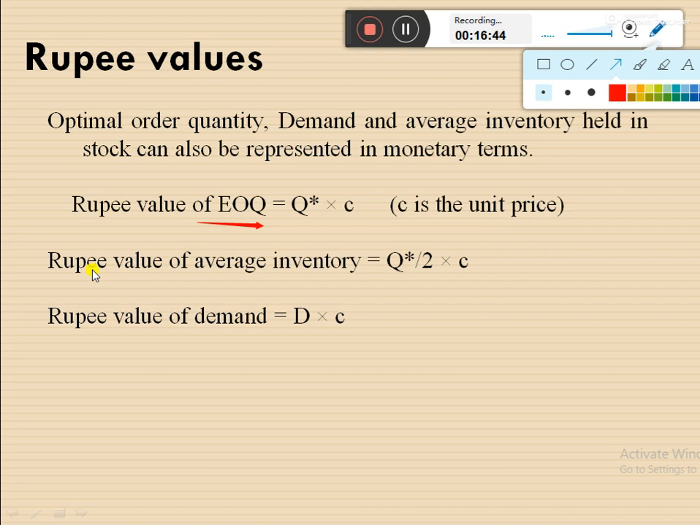Similarly, the average inventory can be converted into rupee terms by simply multiplying the average inventory with the unit price, that is C. And the rupee value of demand can also be represented by using this expression, that is D into C, where D denotes the total demand in terms of units and C denotes the unit price. In this way, we can express economic order quantity, demand and average inventory in terms of rupees.